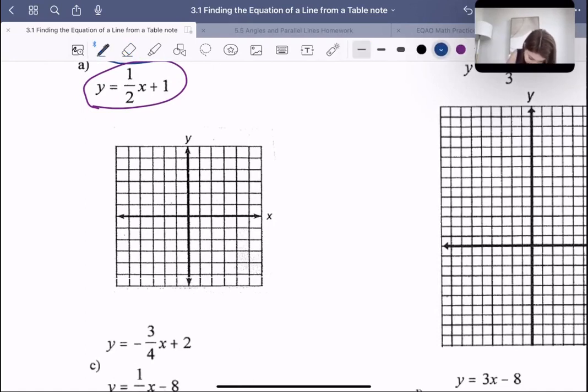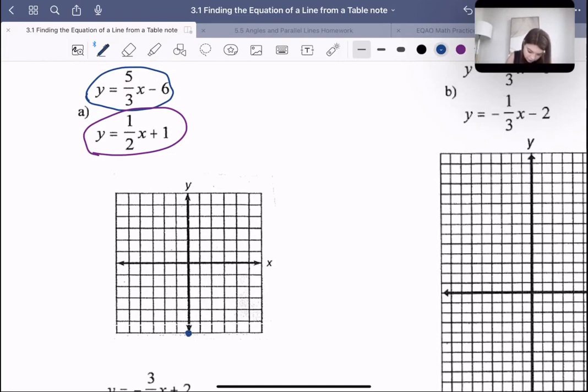And then our slope is 5 over 3. So that means rise is 5. 1, 2, 3, 4, 5. And we're going to go over 3. So therefore, it's going to look like that. So there's our line.